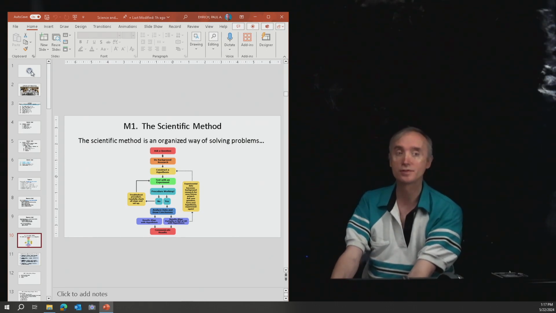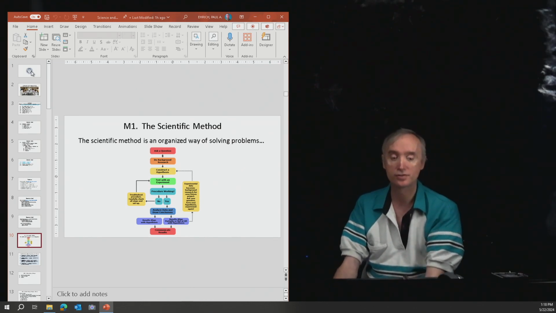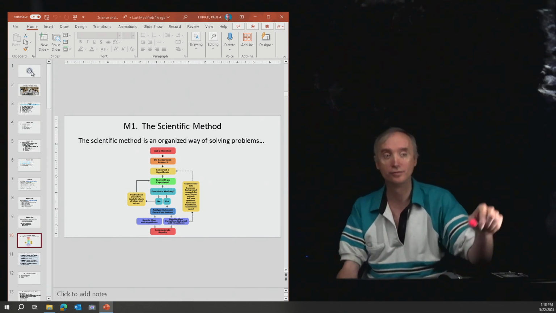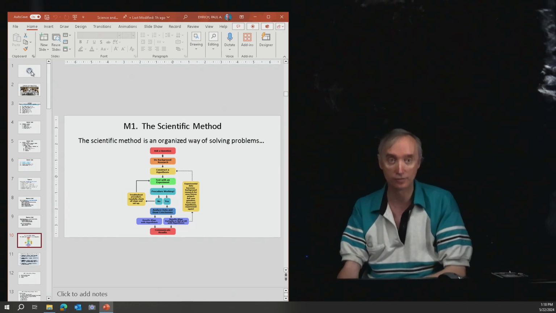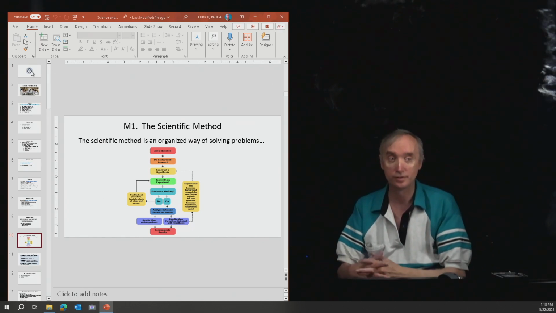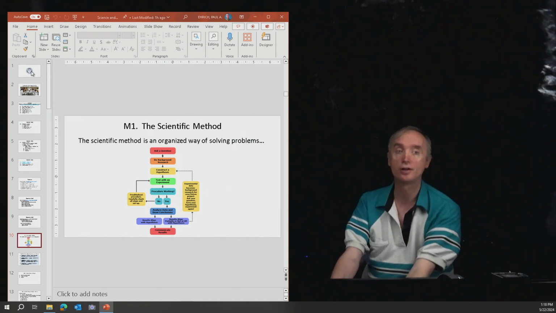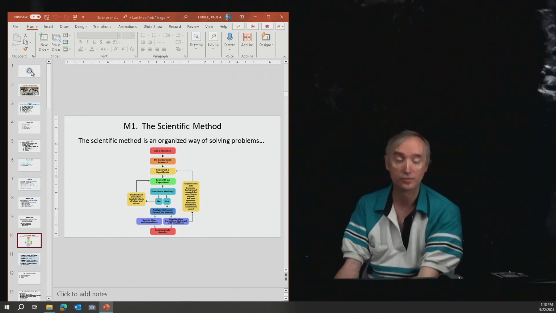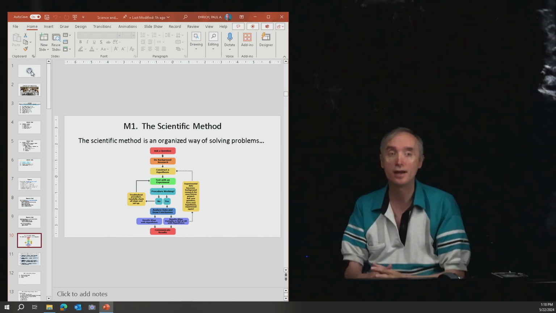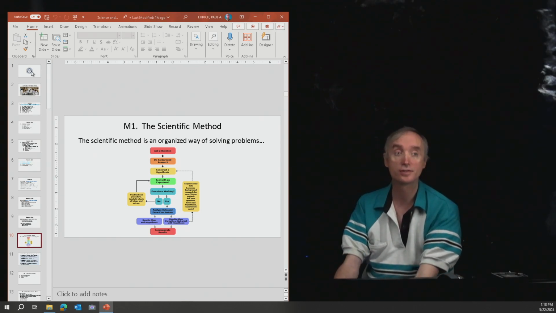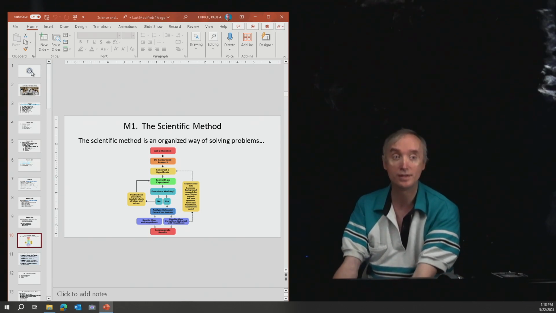The first step in the scientific method is to make an observation. So I'm going to observe that if I take this thing and let it go, it falls to the ground. That's my observation. Then that observation ought to generate a question. So my question is, why does this thing fall when I drop it? Okay, then that generates a hypothesis, which is going to be the answer to that question.